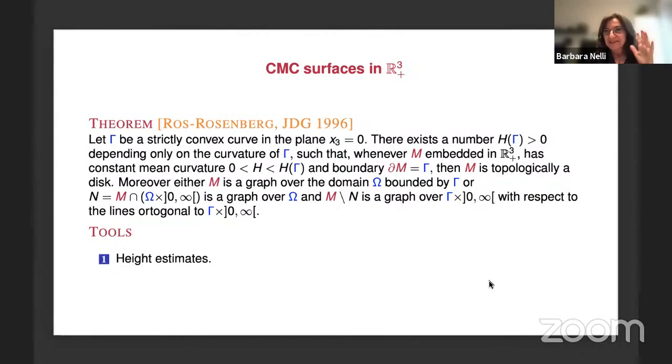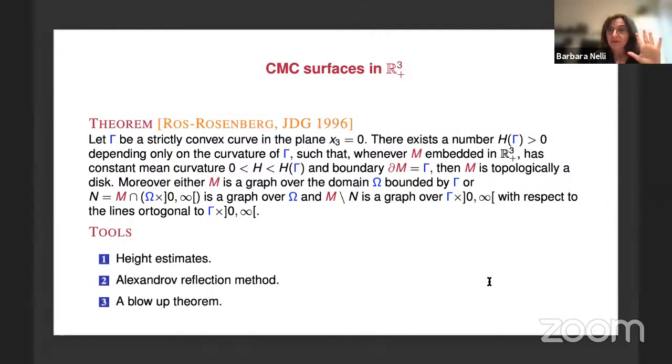Everyone, it's well known that a CMC surface with boundary in a plane can be at most of height 2/H with respect to the plane. So height estimates are very important here for this proof. Then the Alexandrov reflection method, I talked to you before about that, and a blow up theorem.